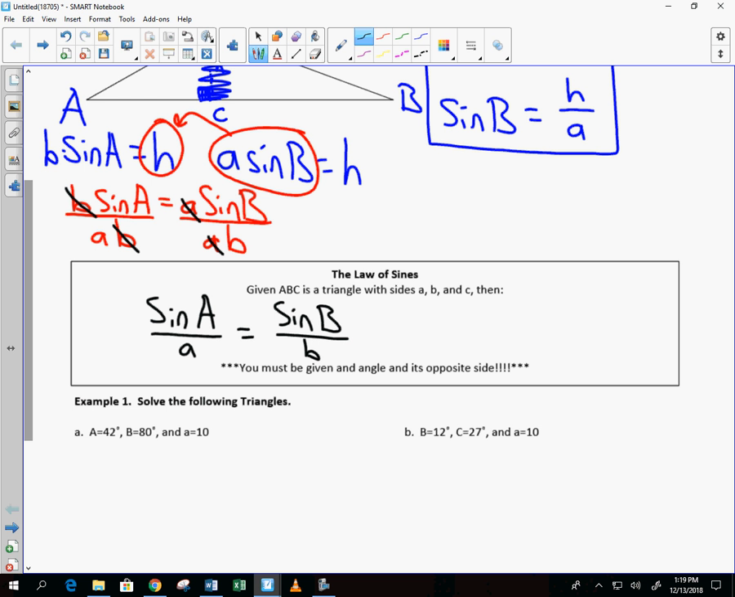And it turns out that that's equal to the sine of, anybody finish it off? Follow the pattern. C over C. That's the law of sines. We just proved it for you. That allows us to solve triangles.